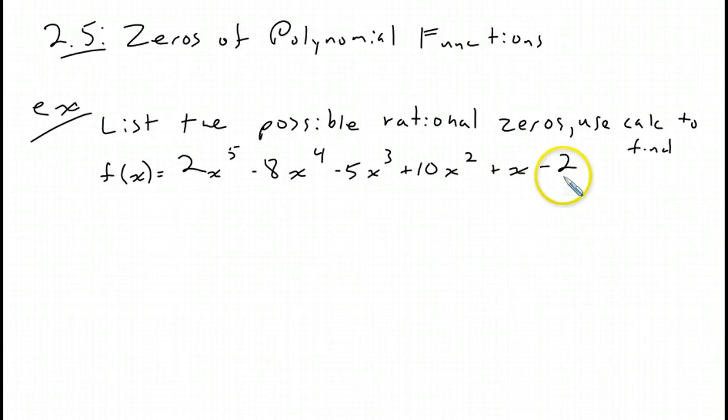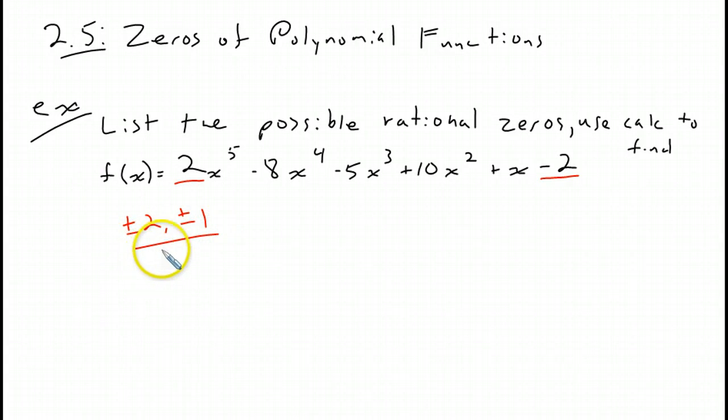So with the possible rational zeros, you have the factors of the last term, your constant term, over the factors of the leading coefficient. So I have the factors of the constant, which are plus or minus 2 and plus or minus 1. I don't know why I didn't put it in order. It doesn't really matter though. And factors of your first term are also plus or minus 1 and plus or minus 2.